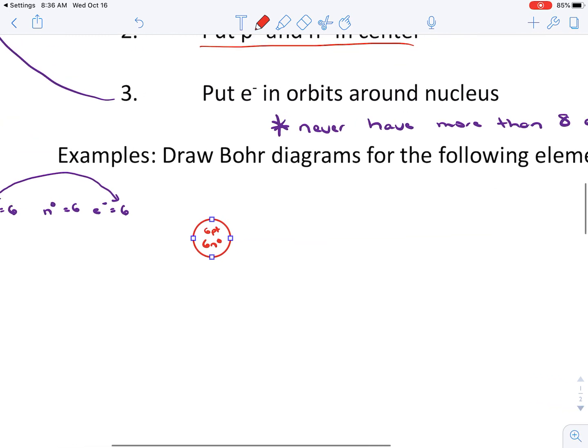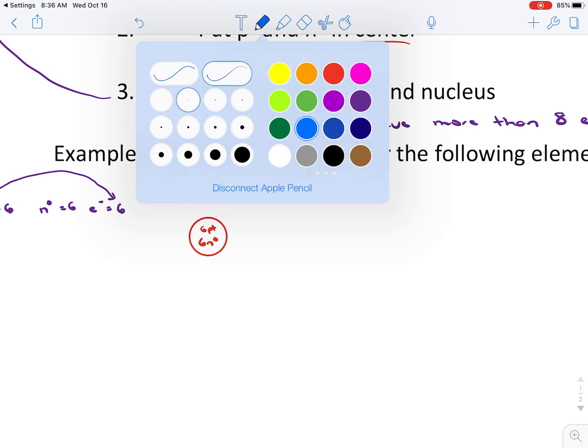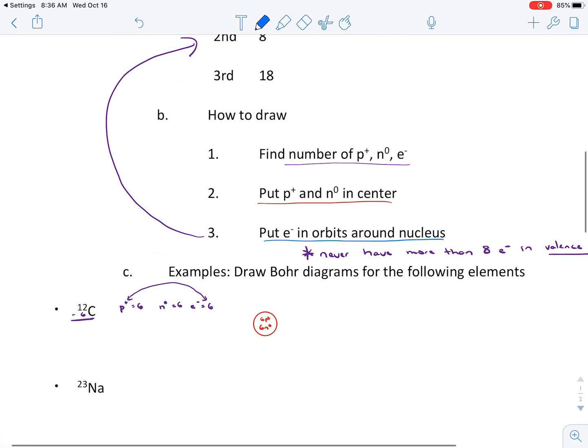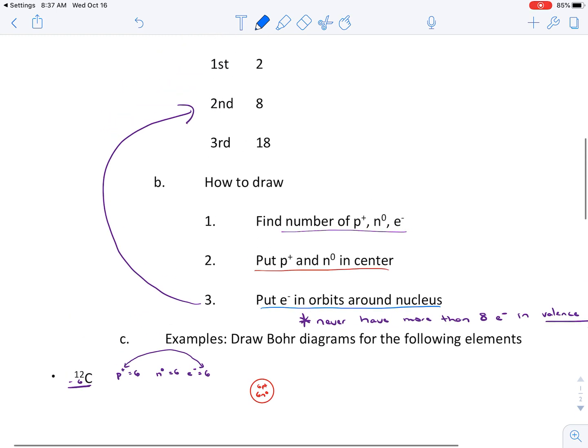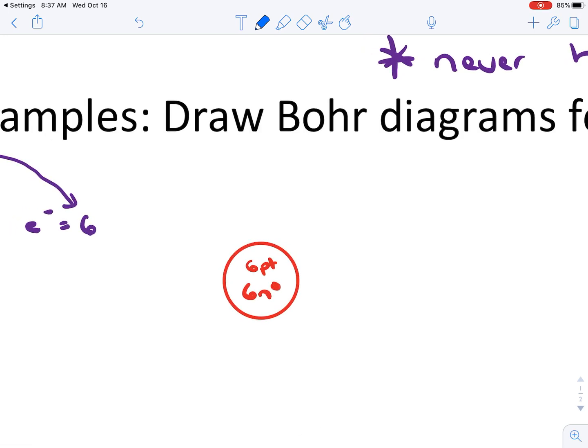Okay, our third step says to put our electrons in orbits. Put electrons in orbits around the nucleus. So we're going to put our electrons in orbits around the nucleus based on these numbers right up here. Our first energy level can hold 2, our second can hold 8, and so on. So we're going to put 2 in our first energy level.